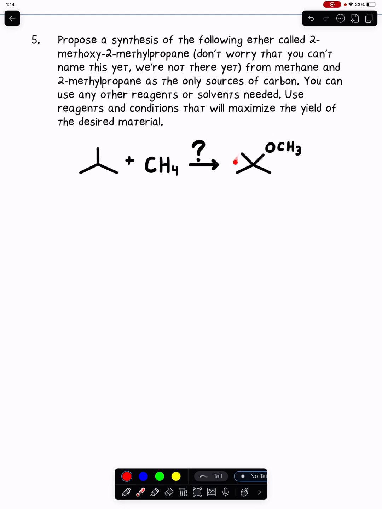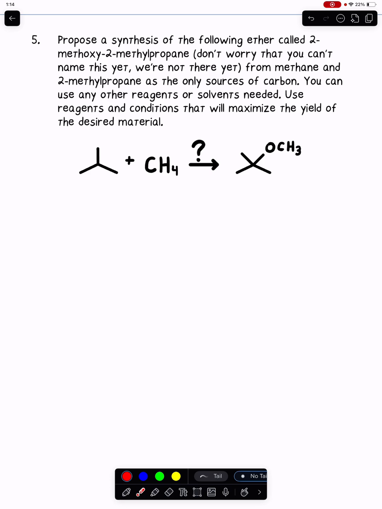What this means is that in this product, all of these carbons must come from either of these starting materials. We can't have carbons coming from any other structures. All right, so those are the rules here. You can use any other reagents needed to make these transformations.